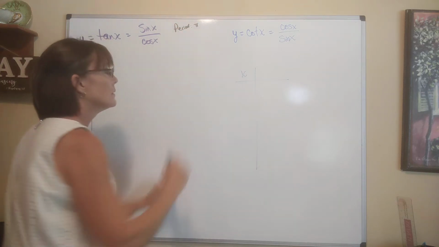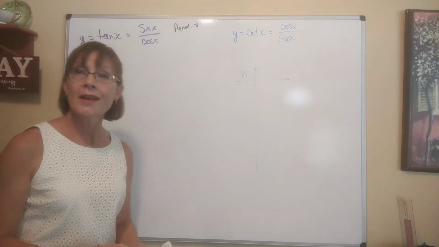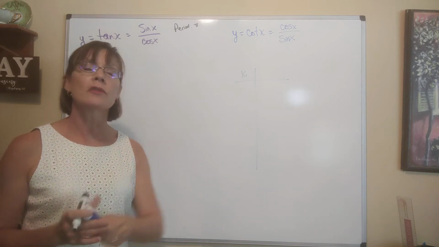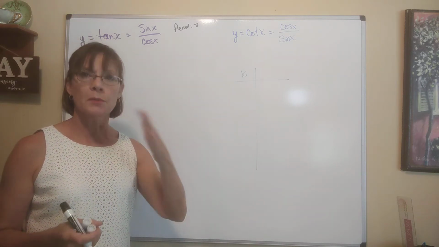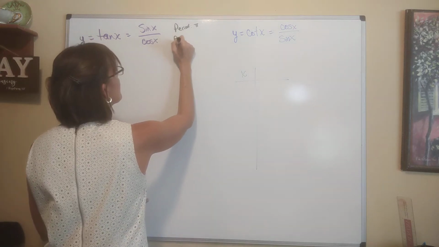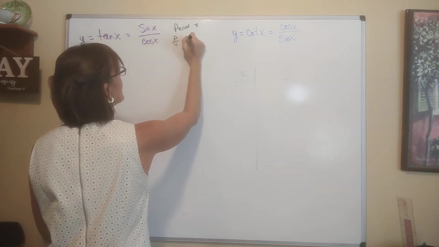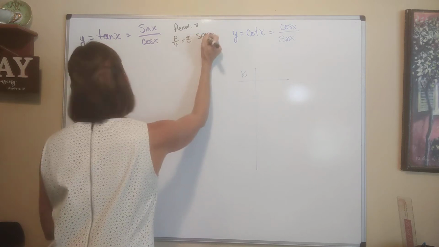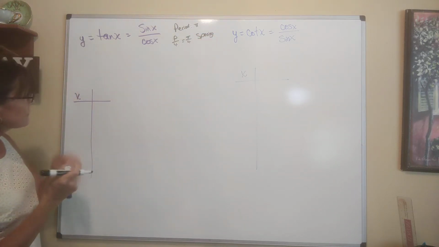Okay. Now, in general, we will find spacing. So I'm going to do the spacing. The spacing is always the period divided by 4. That's the same no matter what you're graphing. Period divided by 4. So the period divided by 4 in this case is going to be pi divided by 4. This is the spacing I'm going to use. Okay. So I'm going to go in here.